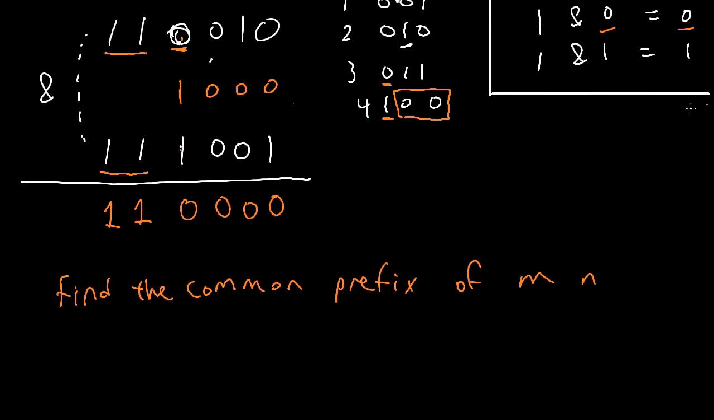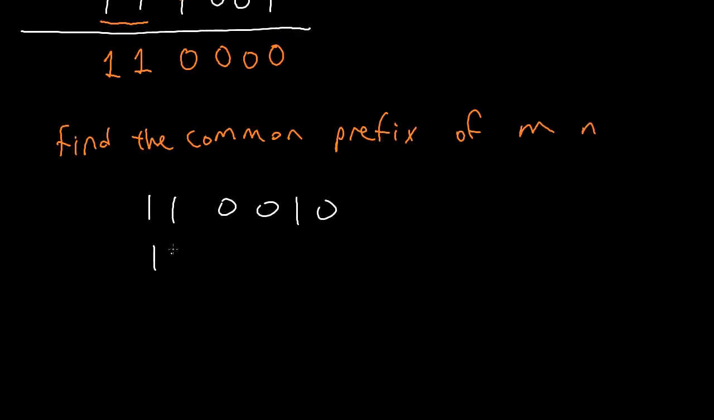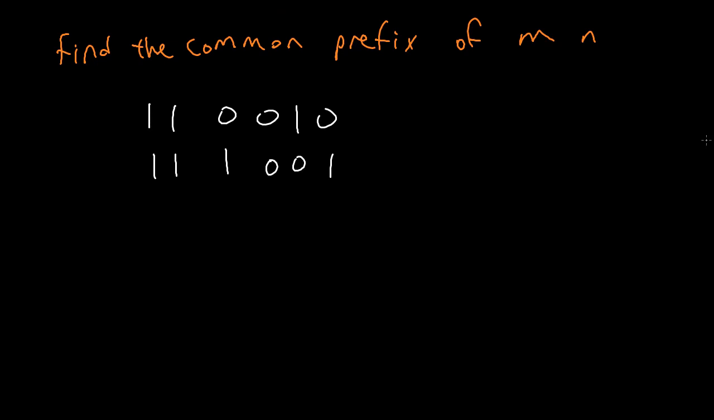So let's continue with the example that we had. We had 1, 1, 0, 0, 1, 0, and we had 1, 1, 1, 0, 0, 1. Okay, so what other bit manipulation tricks do we have to find the common prefix? Well, we're going to use something called a right shift. So this is a right shift.